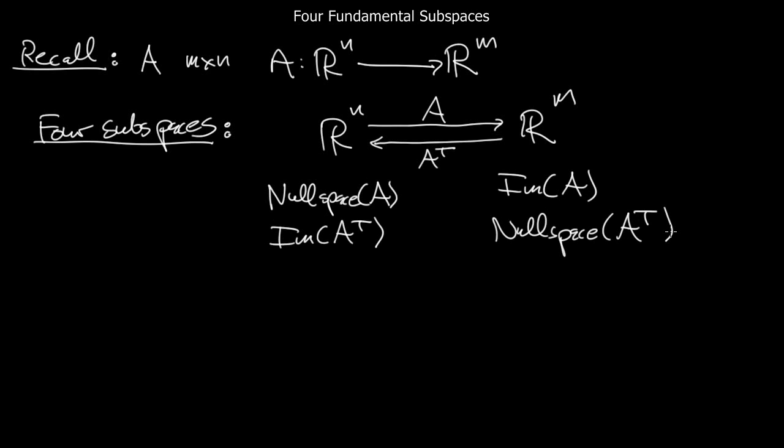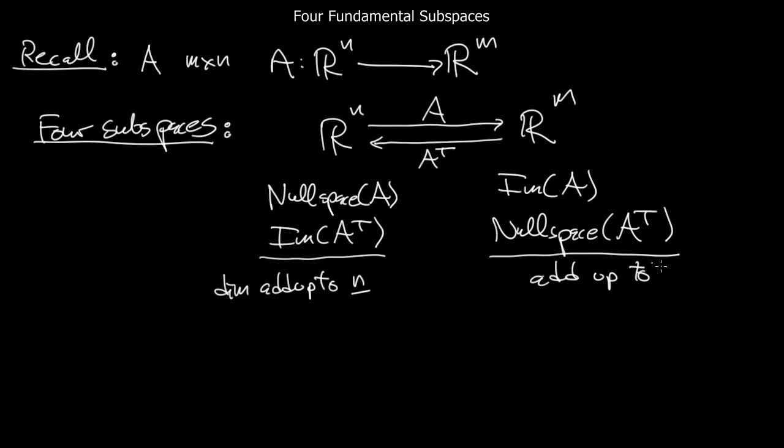And we saw that the dimensions add up. That is to say, the dimension of the null space of A plus the dimension of the image of A transpose add up to n. And over on this side, the dimensions of these two subspaces add up to m. And that looks an awful lot like the thing we were just talking about with orthogonal complements, the dimensions adding up.